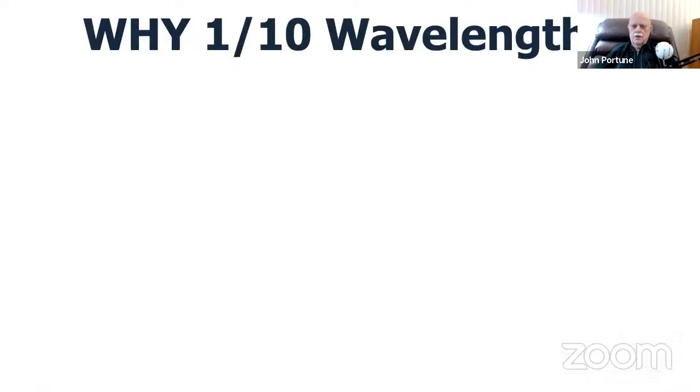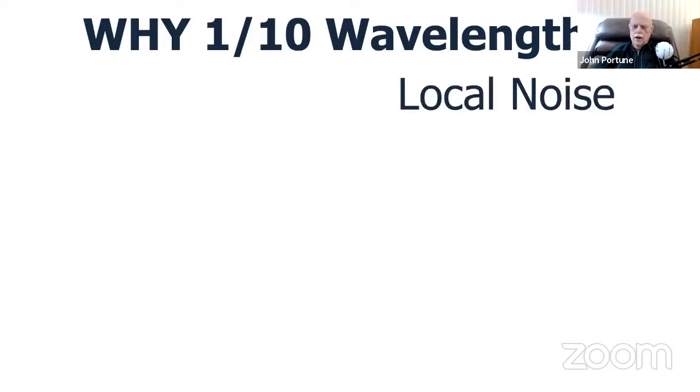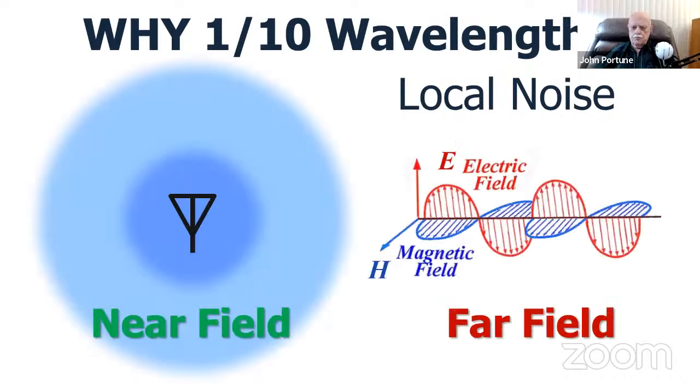Why do so many websites say, don't make your loop bigger than a tenth of a wavelength? It has to do with the somewhat false assumption that mag loops get rid of local noise. Well, to some degree they do, but much less than most hams think. Let's understand this tenth wavelength thing just quickly. There's a mag loop there in the middle.